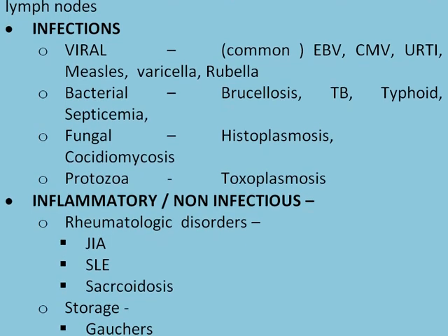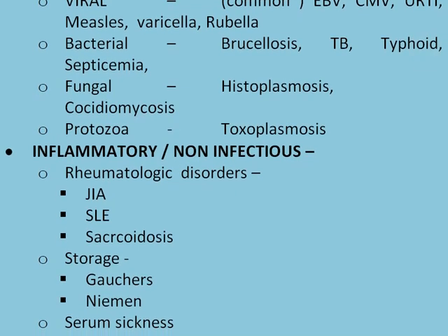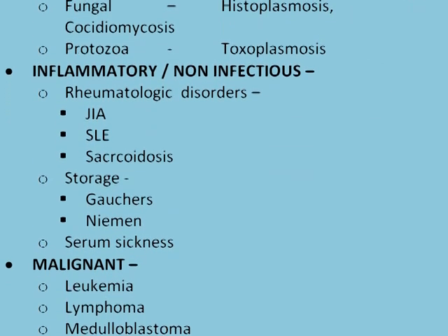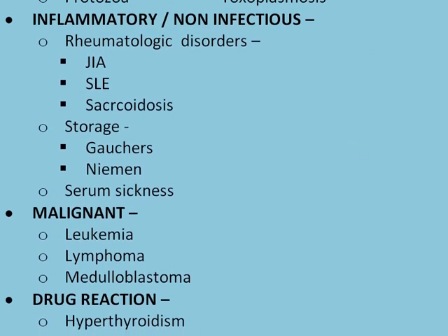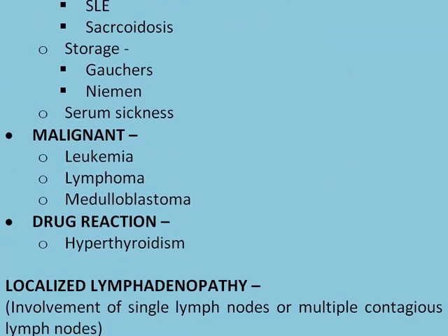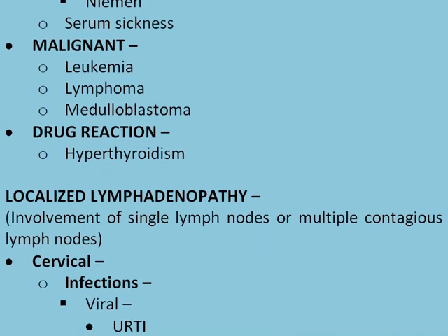Inflammatory or non-infectious causes include rheumatological disorders such as JIA, SLE, sarcoidosis, storage disorders such as Gaucher disease and Niemann-Pick disease, and serum sickness, whereas the malignant causes include leukemia, lymphoma, and medulloblastoma, along with drug reaction and hyperparathyroidism. Whereas localized lymphadenopathy is the involvement of a single lymph node or multiple contiguous lymph nodes.